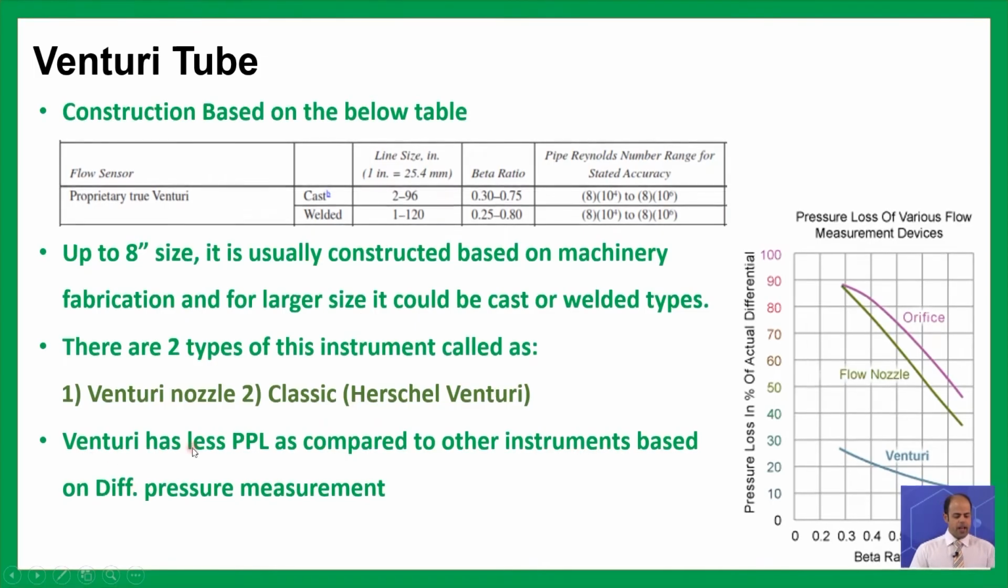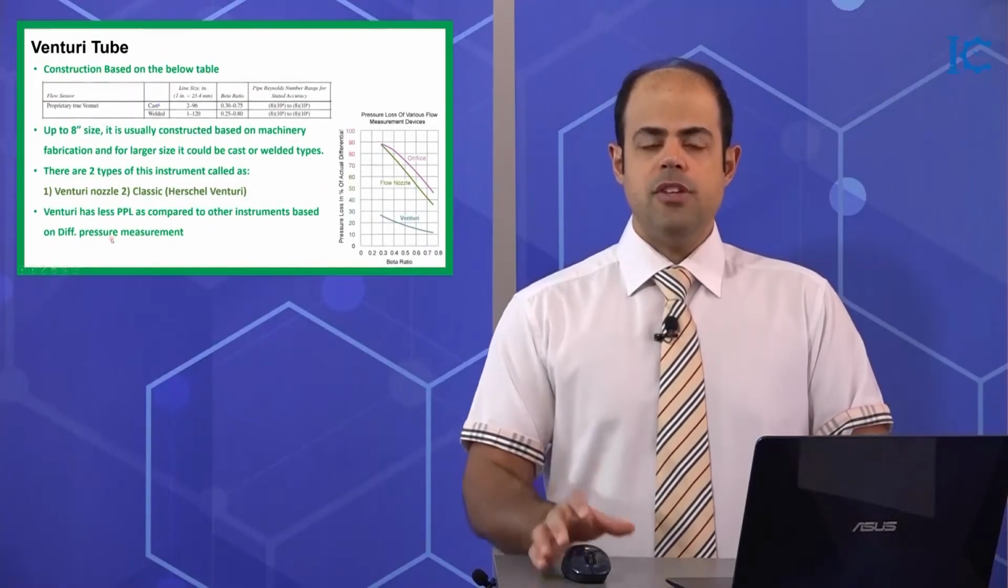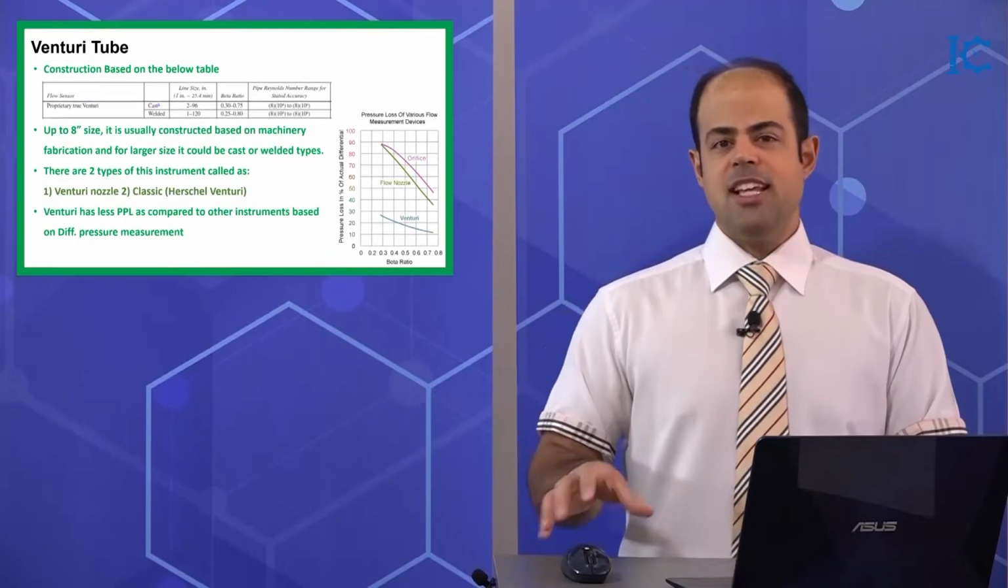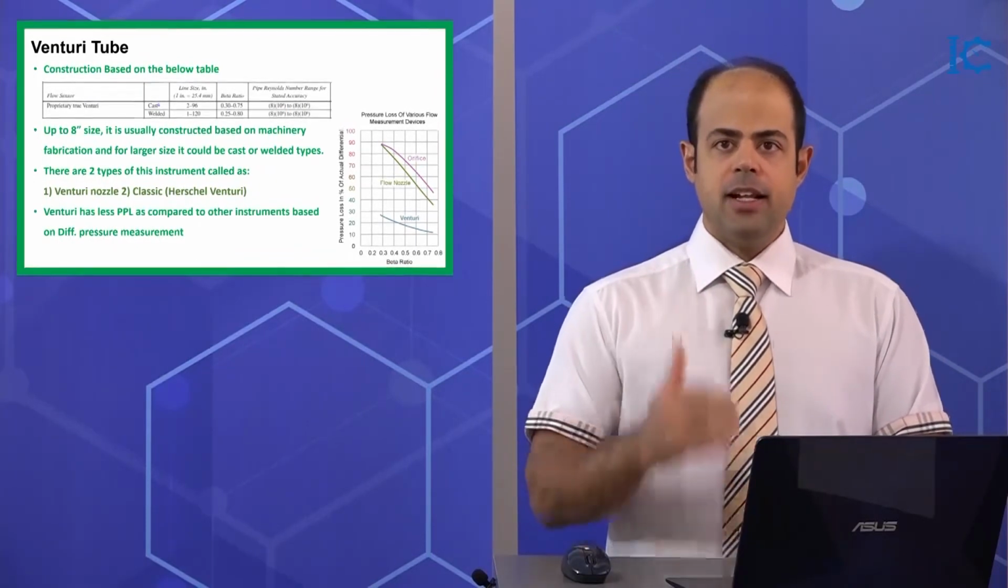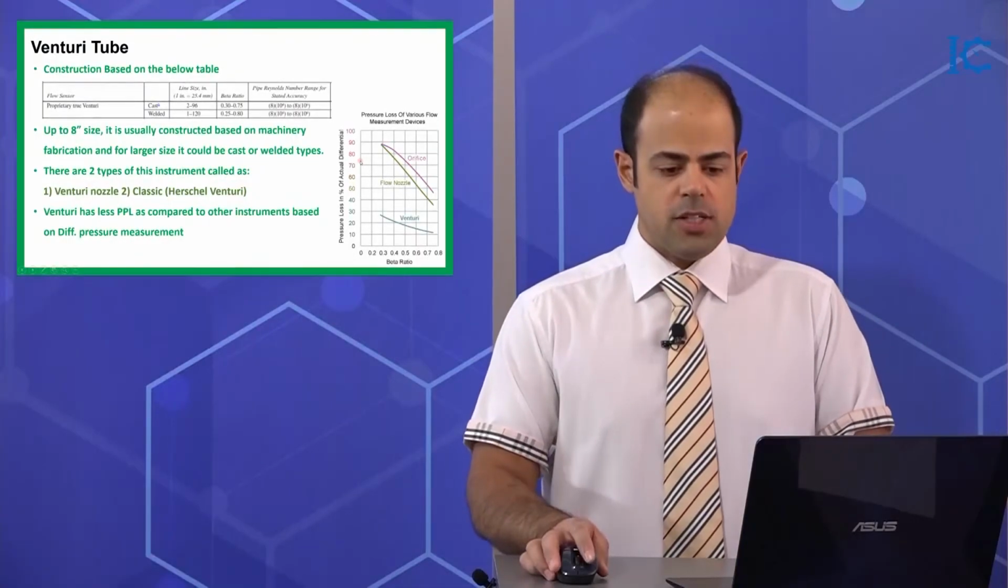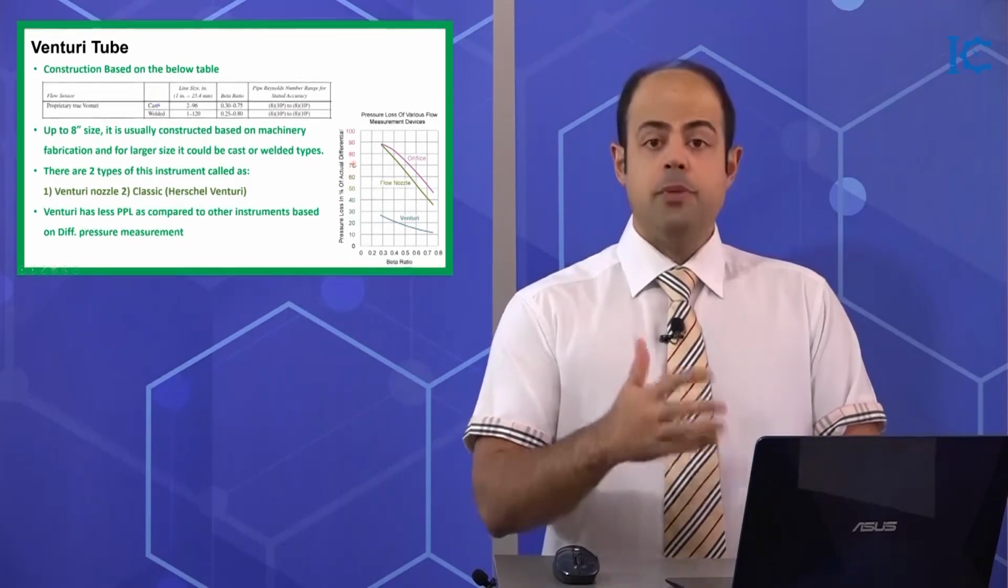So next, the Venturi has less PPL, I mean permanent pressure loss, as compared to all the instruments based on differential pressure measurements. As you may remember from the previous sheet, I pointed out this advantage of the Venturi, that the related PPL is really less than orifice and flow nozzle. To clarify this matter more, I can show you this diagram. For example, at beta around half, I mean 0.5, you have maybe around 18% loss, while for the flow nozzle you have something around 65% loss, and even for the orifice you have around 72 or 75% loss related to permanent pressure loss of the devices.